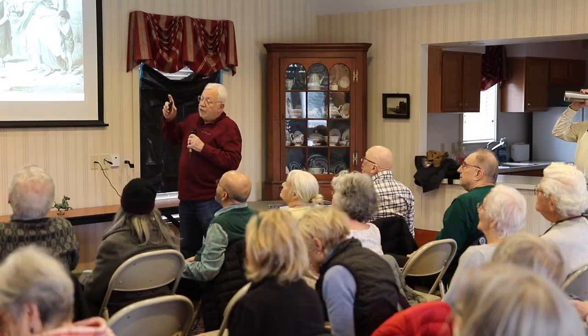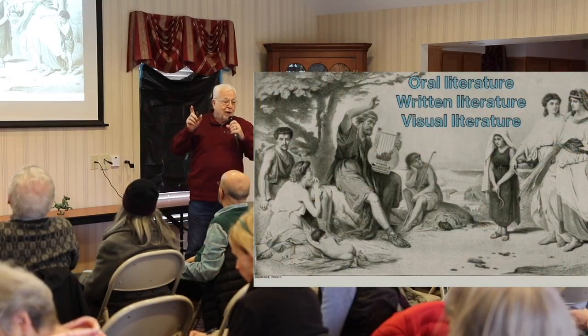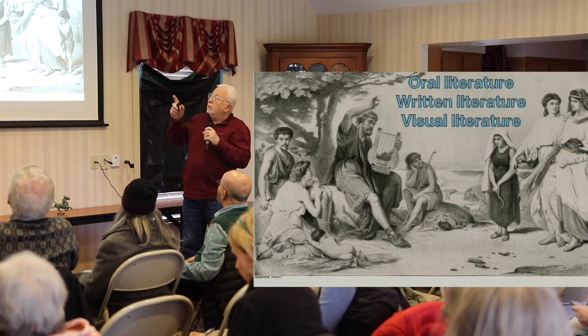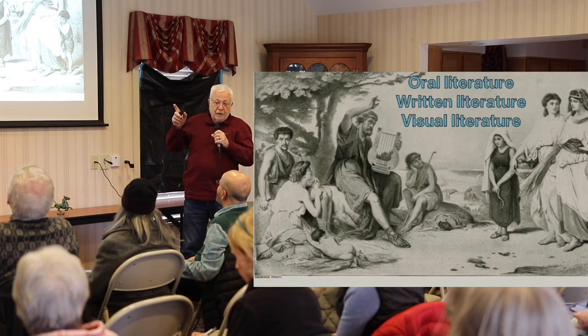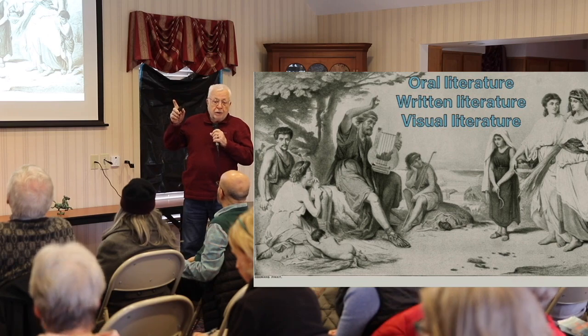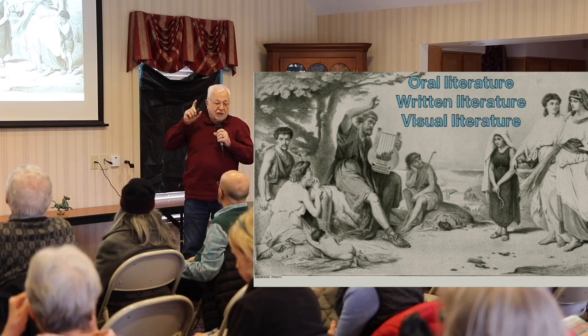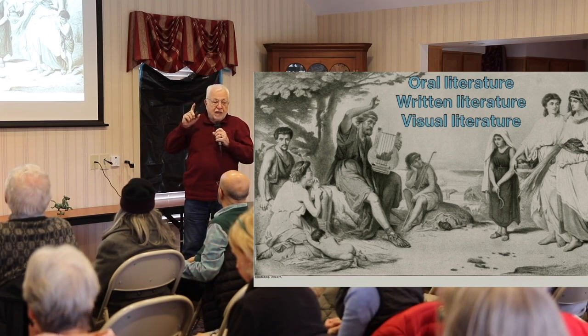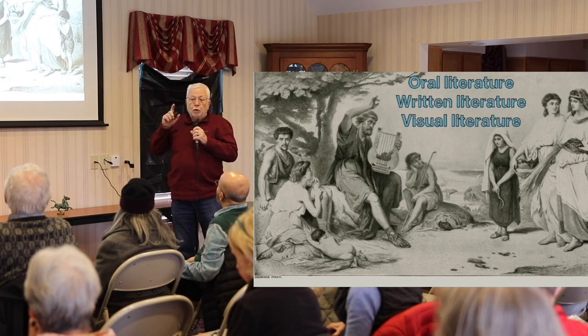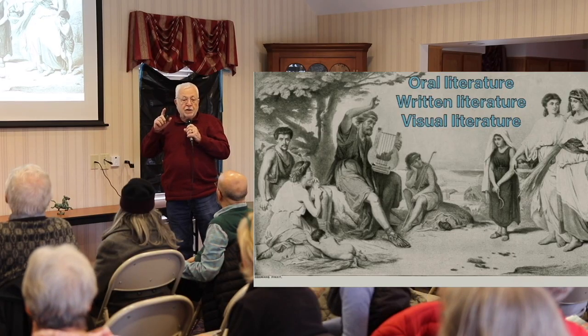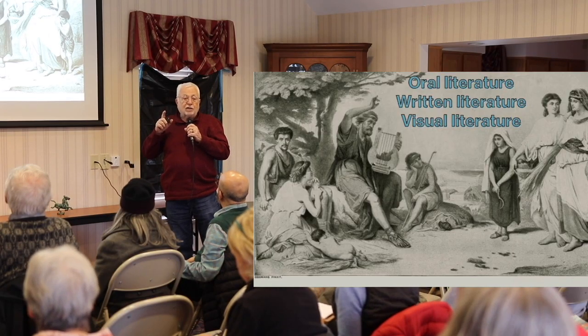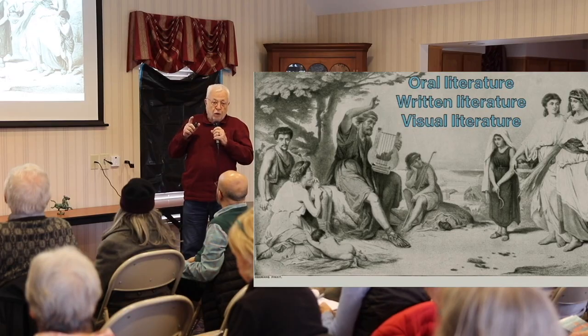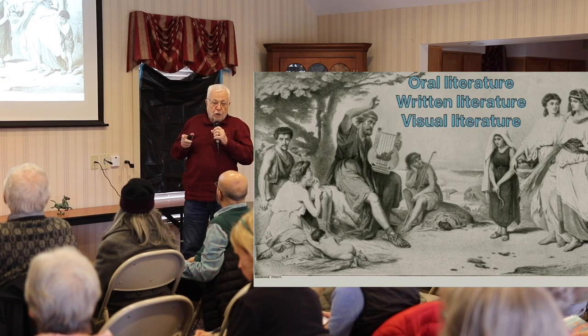There it is. There are three types of literature that I recognize: oral, written, and visual. With oral literature, you have to listen. It's all in the ear. And Homer tries to create images that you can hear. That's why the simile is so important, the Homeric simile, as you'll see as we go along.